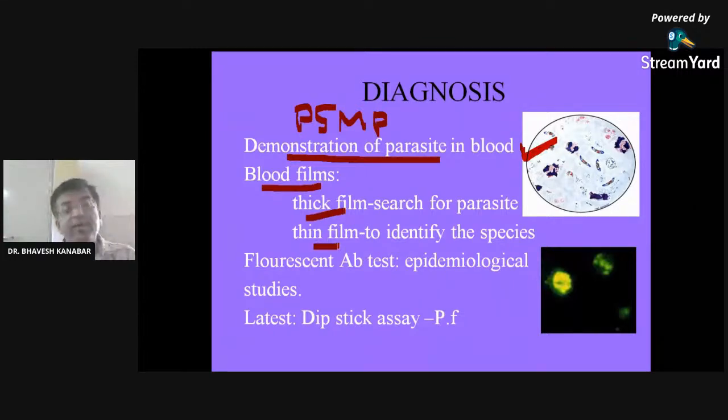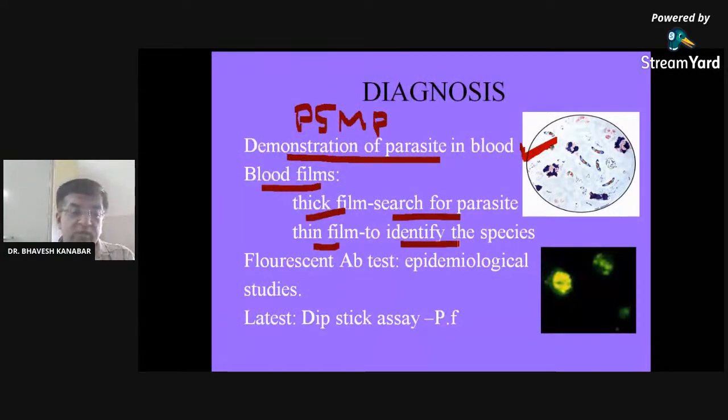Laboratory technician will make two films: thick film and thin film. Thick film is for search of the parasite, and thin film is to identify the species. You know that the parasites are plasmodia, but which plasmodia? Plasmodium vivax, Plasmodium falciparum, Plasmodium malariae, or Plasmodium ovale. So for that, thin film will be helpful to identify the species.